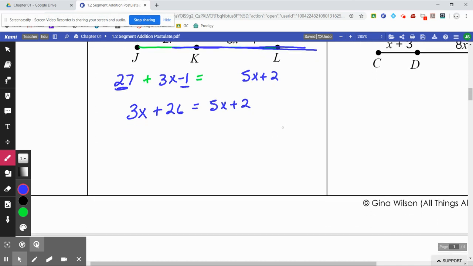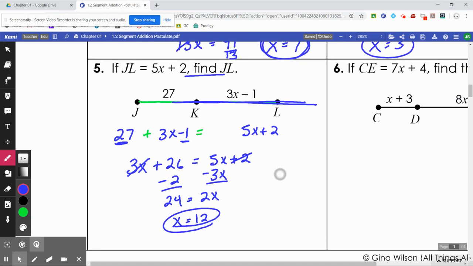We're going to move our x's to one side. This time, it doesn't matter. I'll move my 3x's by doing minus 3x. If you're going to move your x's to the right, put your numbers on the other side. 26 minus 2 is 24, which is equal to 2x. When you divide by 2, you'll get that x is 12.